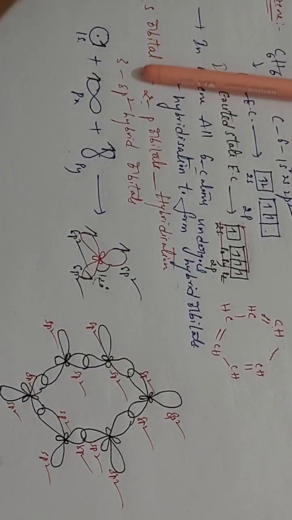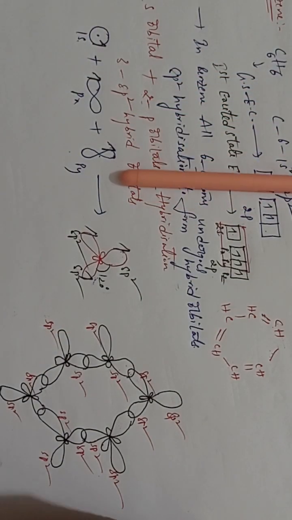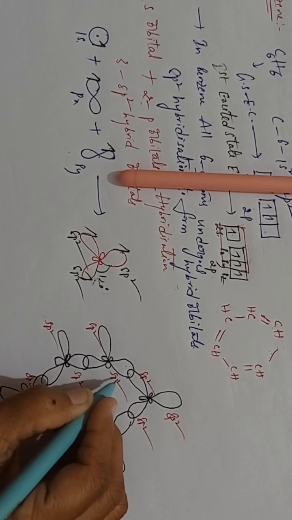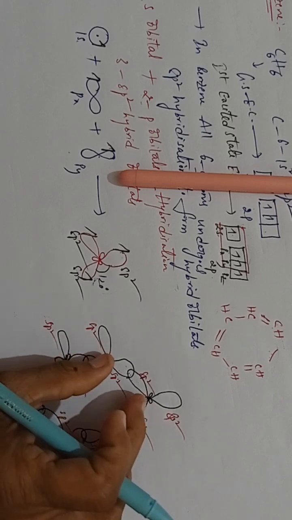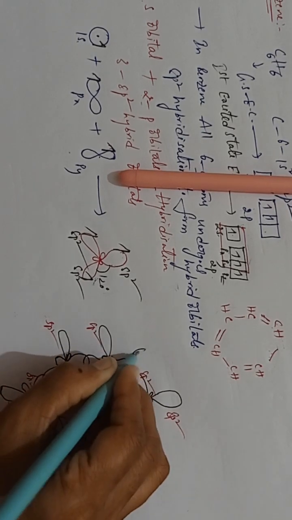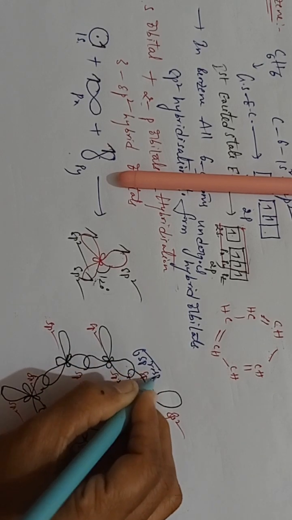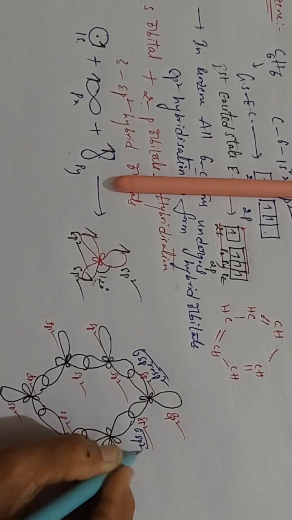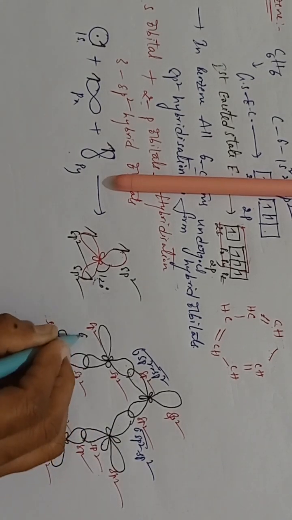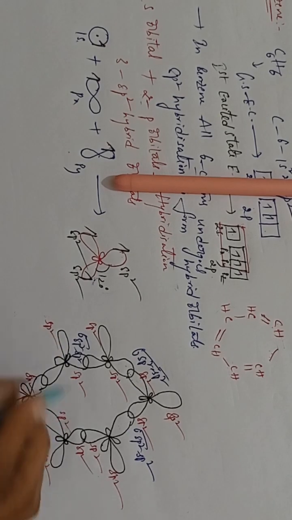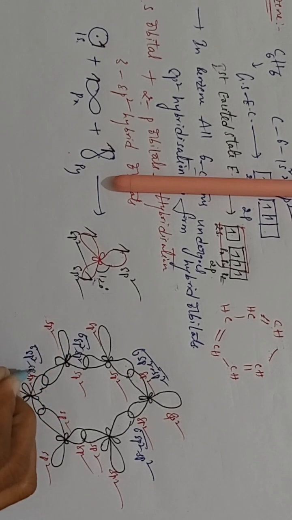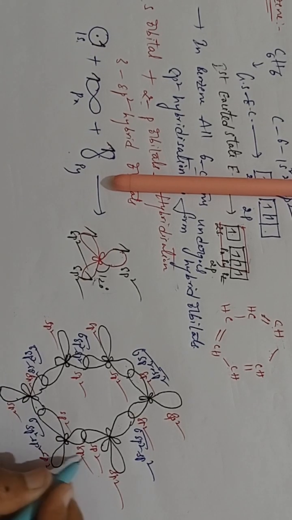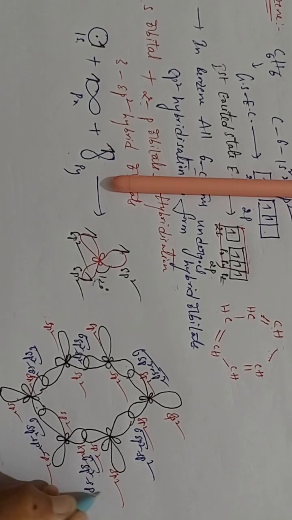Are you following? Which type of sigma bond is this? Sigma sp2-sp2. That means the sp2 hybrid orbitals both undergo end-to-end overlapping. So this is sigma sp2 type. Are you following? So here each sigma bond is sigma sp2-sp2. This is sigma sp2-sp2, this is sigma sp2-sp2 type, this is also sigma sp2-sp2. sp2 hybrid orbital with sp2 hybrid orbital. Are you following? Sigma sp2-sp2.